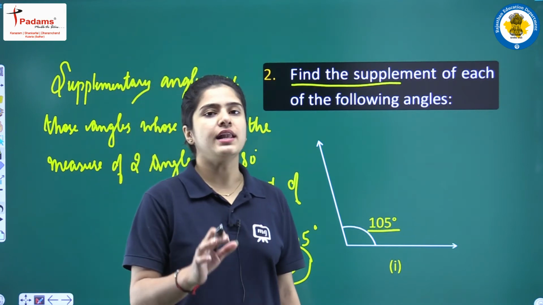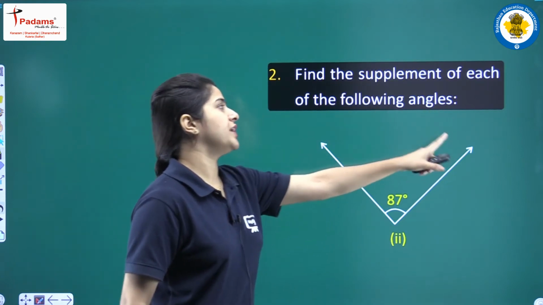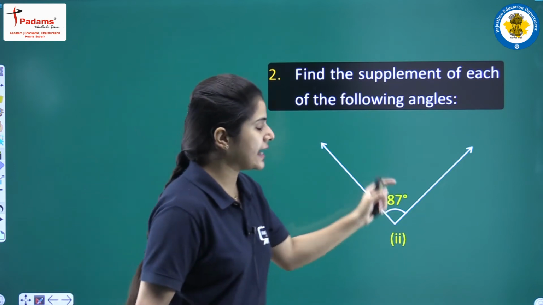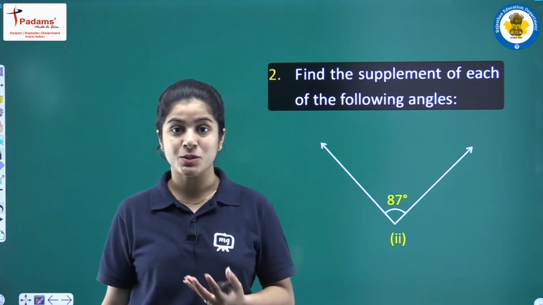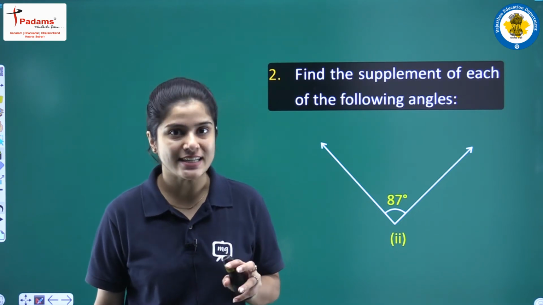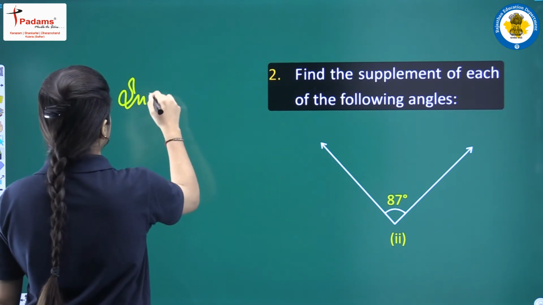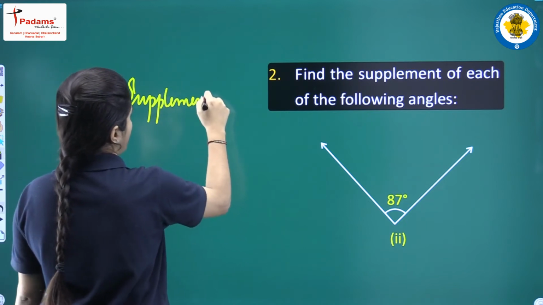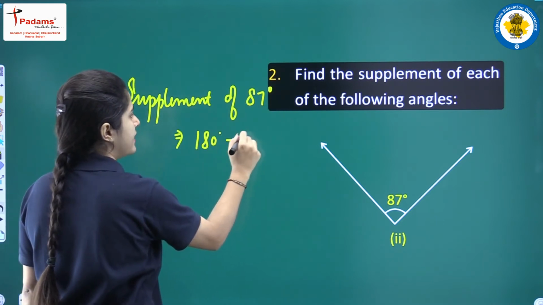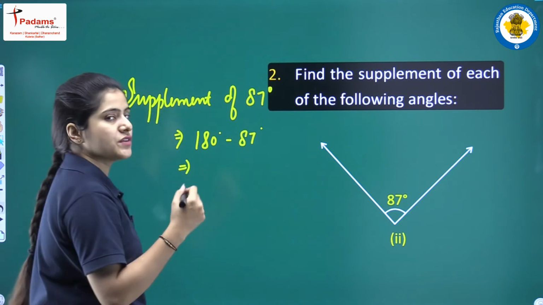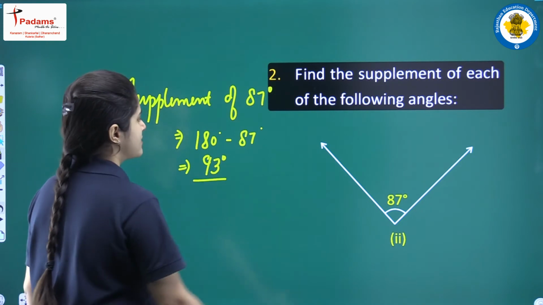Okay students, we'll see the next question now. What is the next question, students? Find the supplement of each of the following angles. The angle is 87 degree, so we have to find the supplementary angle of 87 degree. The supplement of 87 degree is equal to 180 degree minus 87 degree. What will be the result? That will be equal to 93. Okay students, this is your result.